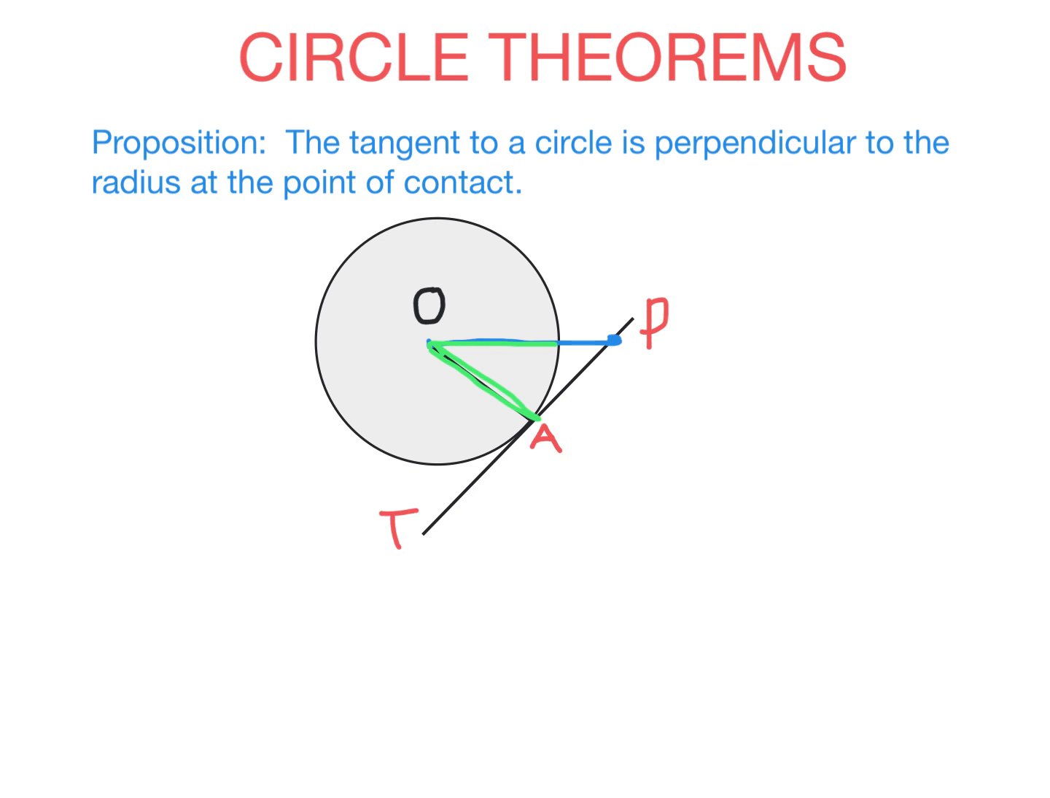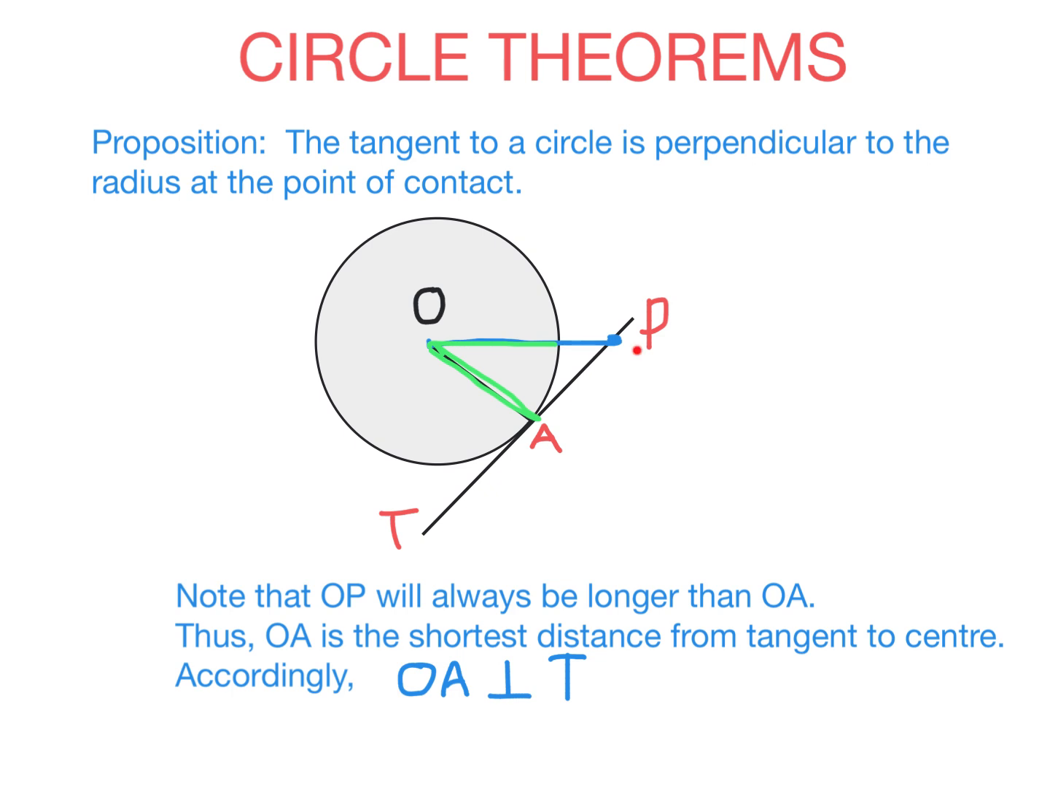So how does that prove that this occurs at right angles? What we've really just shown is that if P and A are different points, they're not the same point, then the distance from O to P will always be greater than the distance from O to A. That's what we just explained. So that means that OA is the shortest distance. Whatever the length of this line segment is, it is the shortest distance between O, the origin or center of the circle, and T, the tangent. And that means that OA is perpendicular to T, that this radius is perpendicular to this tangent here.